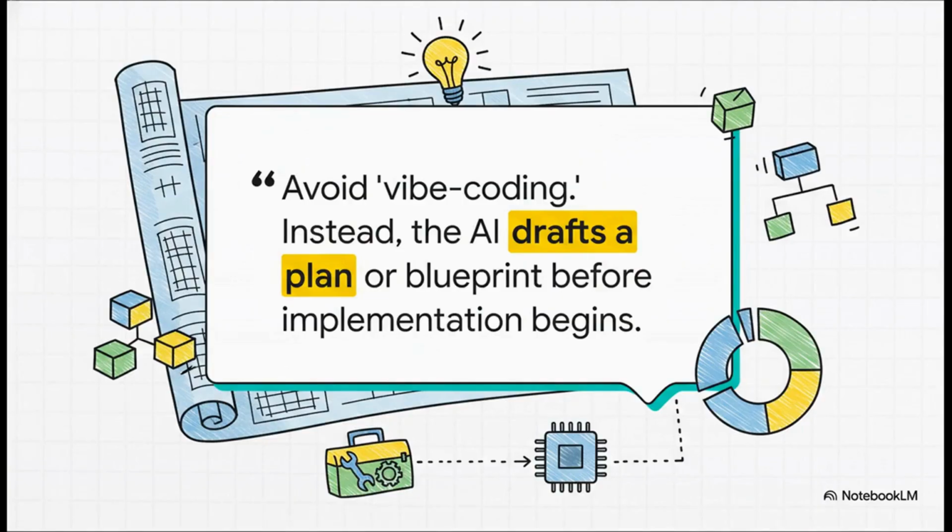Second thing, you've got to embrace plan mode. We have to stop this thing called vibe coding, where you just throw a vague idea at the AI and cross your fingers. It's a total recipe for disaster and wasted tokens. Instead, make the AI draft a markdown blueprint first before it writes a single line of code. It's a simple step, but it gives it so much focus, and you get way cleaner results.